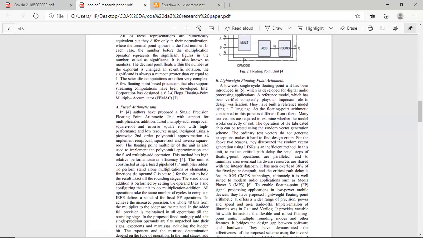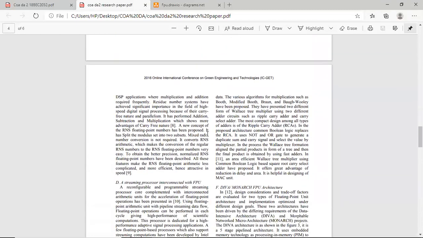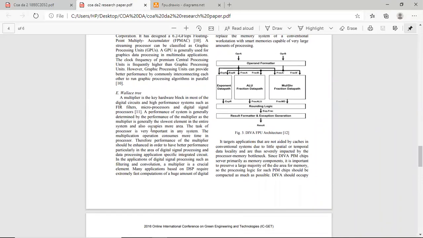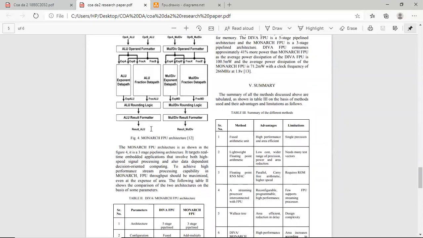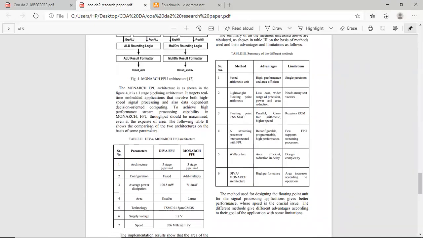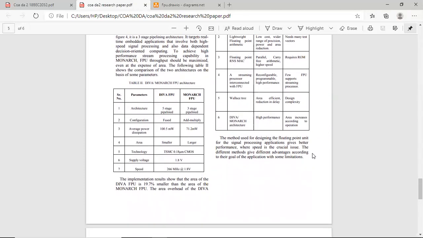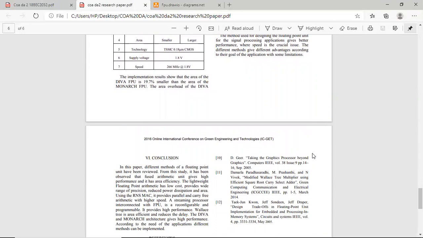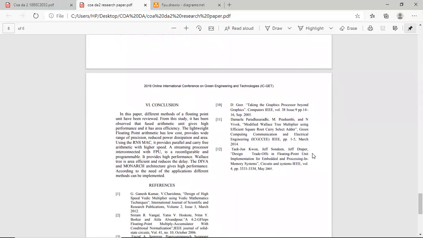Furthermore, lightweight floating point arithmetic unit is also discussed. The Wallace tree, which is again an important FPU, is also discussed in the selected paper. The block diagrams and the algorithms can also be seen in the paper. At last, the paper is summarized with the advantages, limitations, methods, and parameters of the proposed architectures. And then the paper is concluded by mentioning the different methods of floating point units.